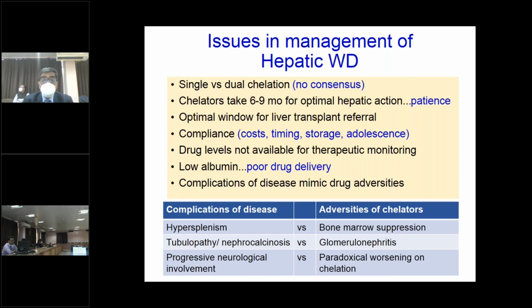Many complications of Wilson disease can mimic drug side effects, like cytopenia of hypersplenism may mimic cytopenia due to bone marrow suppression by oral chelators. The tubulopathy or nephrocalcinosis due to Wilson disease can mimic glomerulonephritis due to chelators, and the progressive neurological involvement can mimic the paradoxical worsening after starting chelators. Now, I would like to show a few cases to elaborate further.